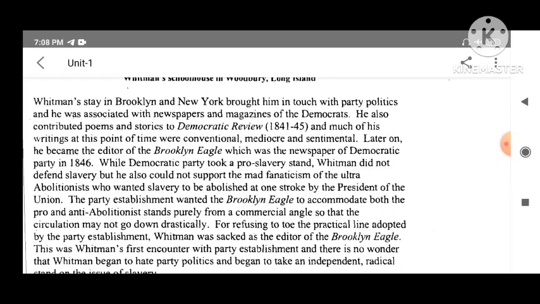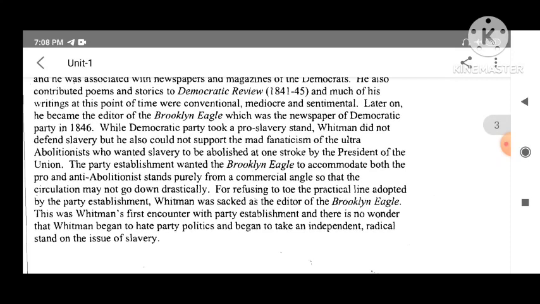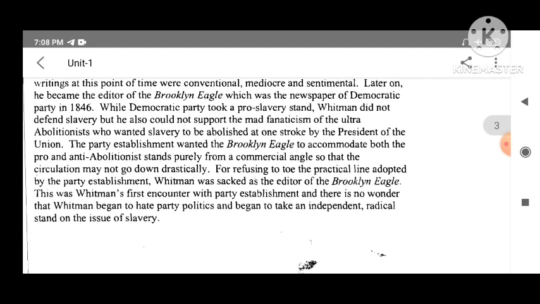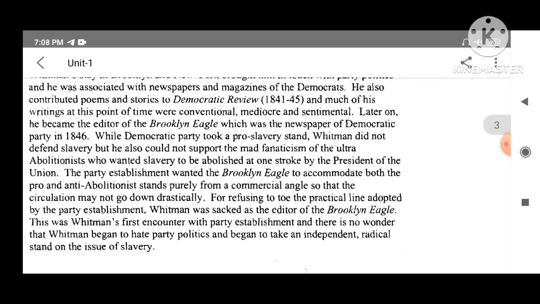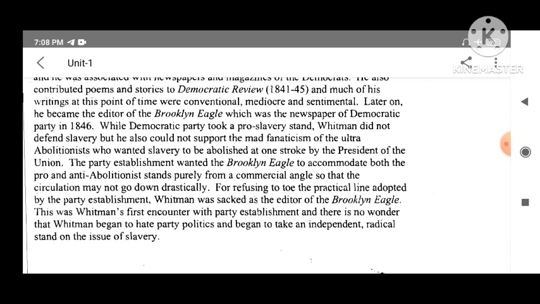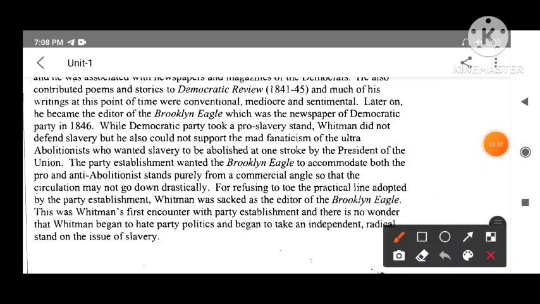While the Democratic Party took a pro-slavery stand, Whitman did not defend slavery, but he also could not support the mad fanaticism of the ultra-abolitionists who wanted slavery to be abolished at one stroke by the President of the Union. So here is the main key point you can note down: Walt Whitman did not support slavery.